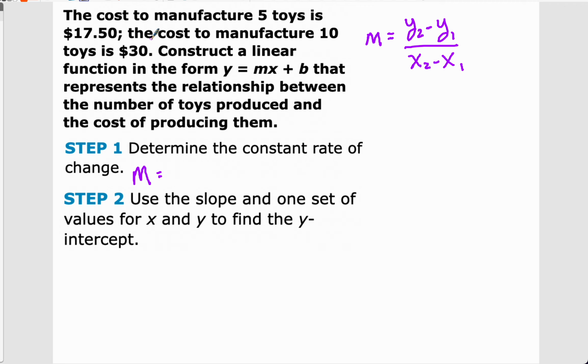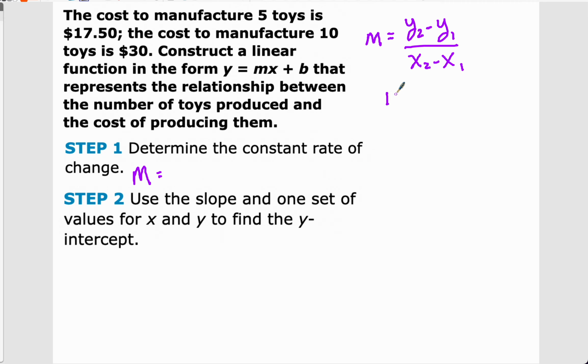We've got some ordered pairs here. We've got 5 toys costing $17.50. That's something we can graph. That's an ordered pair. And we need to think about which one of those is x and which is y. But we have a rule. Rule number 1, money goes on top, so money is the y.